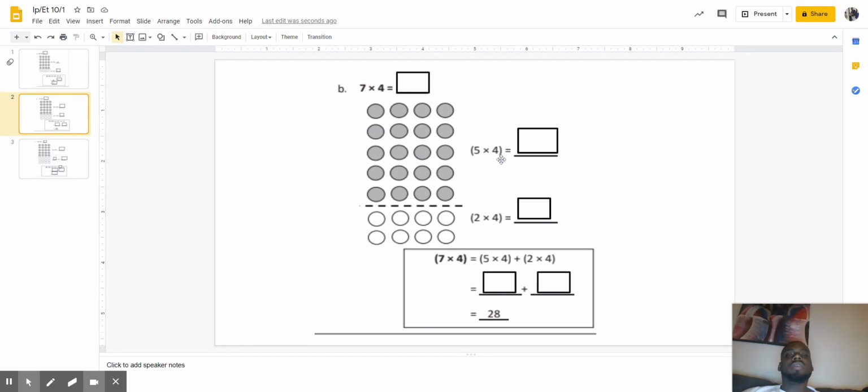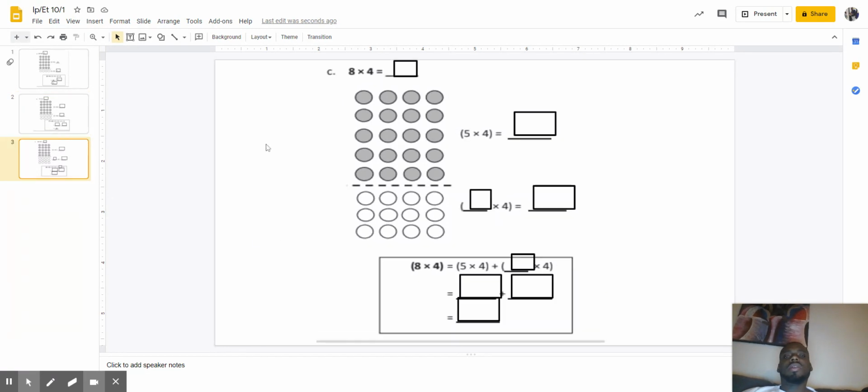So you're going to put in what is 5 times 4 here, then 2 times 4 here. Then you're going to add both of them together. Then you're going to do the third one.